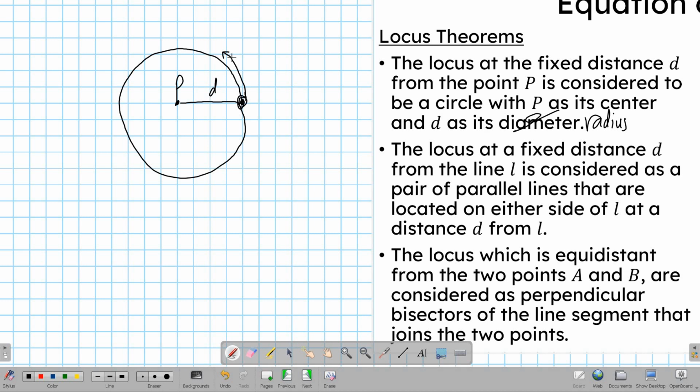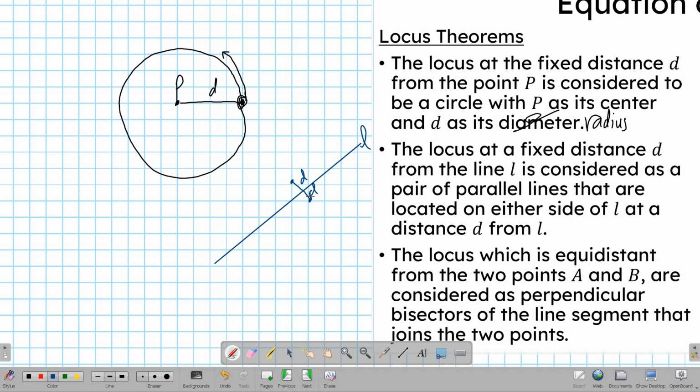Ayan. The second one. The locus at a fixed distance D from the line L is considered to be a pair of parallel lines that are located at either side of L at the distance D from L. So, mag-drawing daw tayo ng line. Let's say we have this one here. So, if this is line L, at meron kang fixed distance D, let's say, eto yun. So, meron dito sa isa, pwede rin dito sa isa. So, that would mean that this point at itong point magkasing layo dun sa line L.